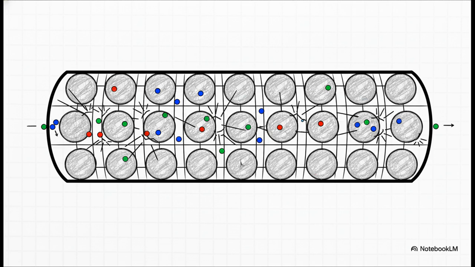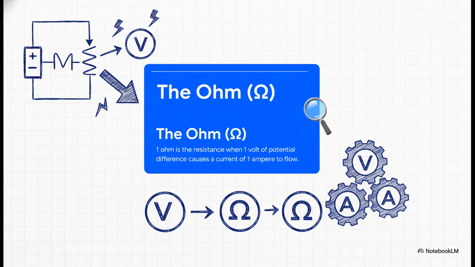These collisions get in their way and slow them down. This opposition, this hindrance to the flow of electrons, is exactly what we call electrical resistance. And of course, we need a unit to measure resistance. The SI unit for resistance is the ohm, and we use the Greek letter omega as its symbol. So what does 1 ohm mean?